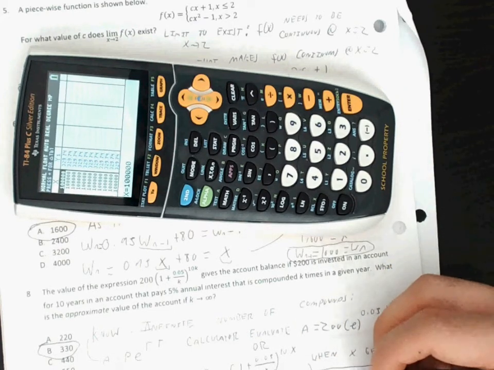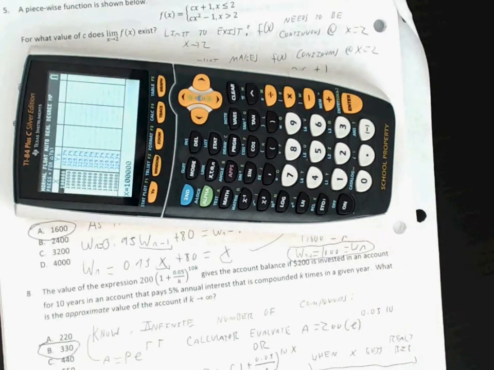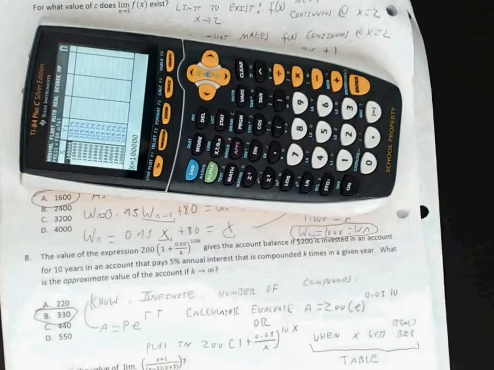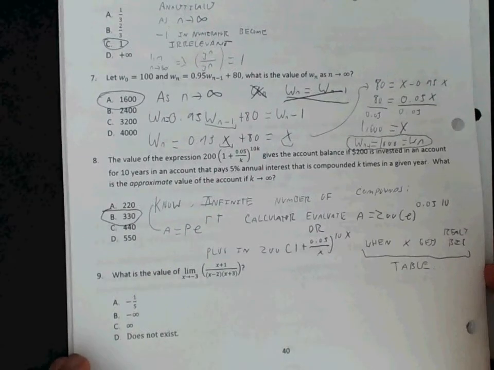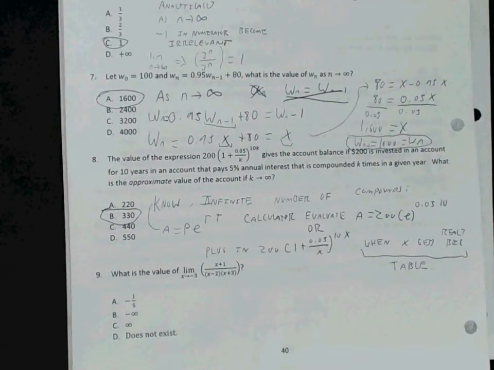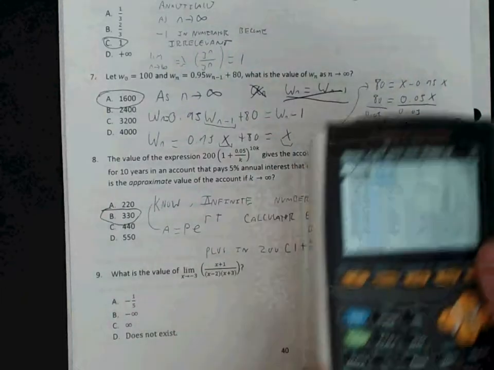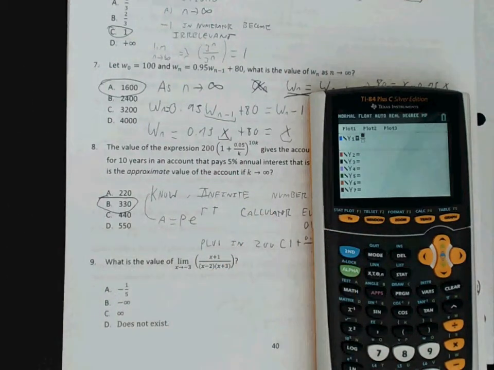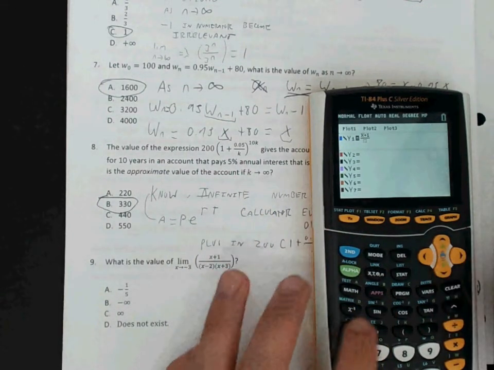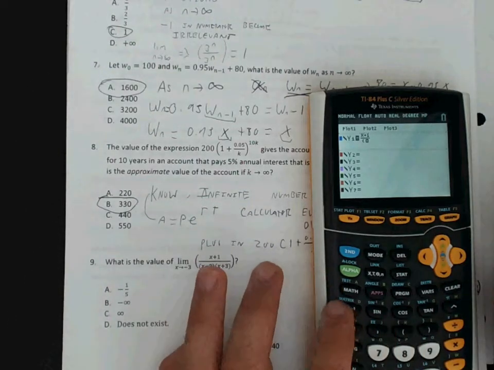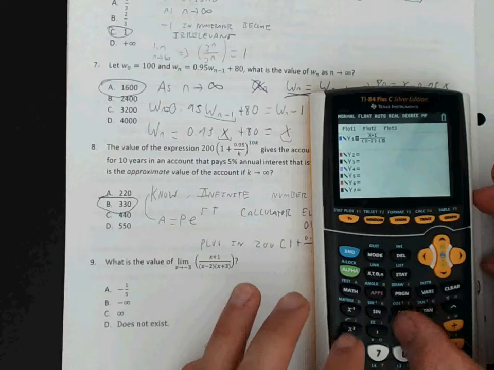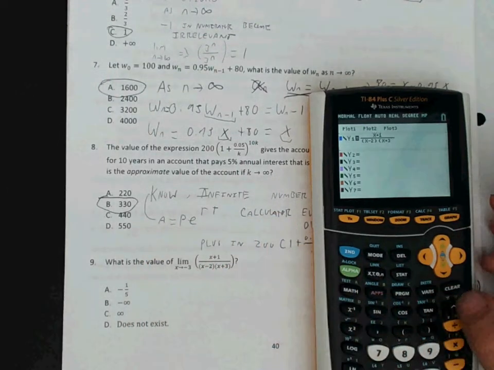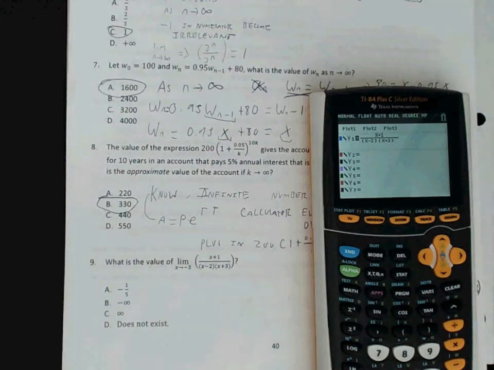Alright, 9. What is the value of the limit as x approaches negative 3 of x plus 1 over x minus 2 times x plus 3? This is another one where it's safest to do this in our calculator. In y, we're going to have x plus 1 in the numerator, and in the denominator we'll have x minus 2 and x plus 3.